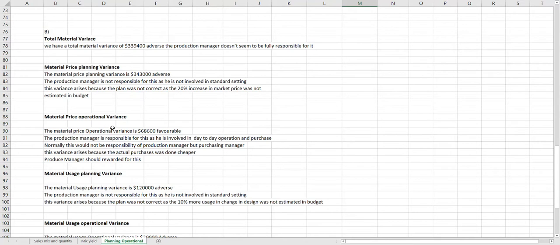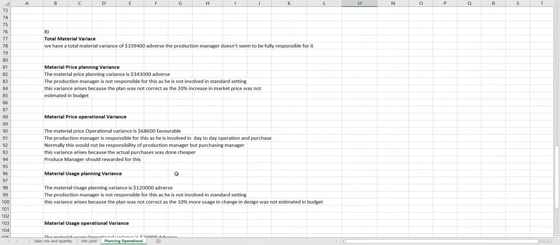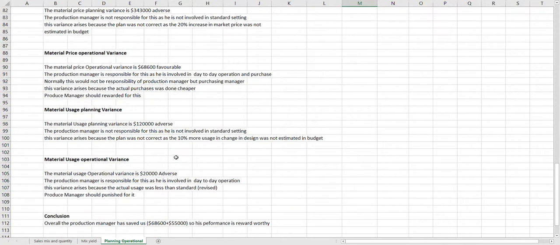And the material price operational variance, 68,600 is favorable. Production manager is responsible for this as he's involved in day-to-day operation and purchases. Normally this would not be responsibility of production manager, but purchasing manager. This variance arises because the actual purchase was done cheaper. Production manager should be rewarded for this because the performance is good.